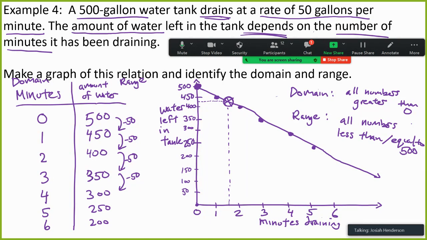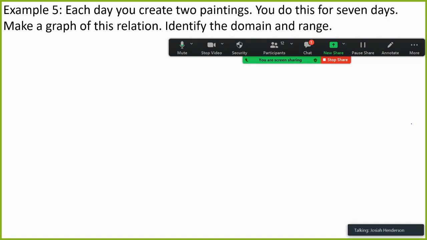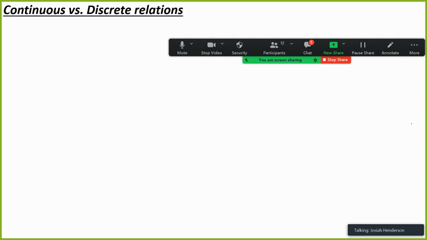Okay, if you haven't copied this down, take a picture quick. We're going to move on. And it looks like we're almost done with class. So let's see if we can do a little more here. I'm going to skip number 5.